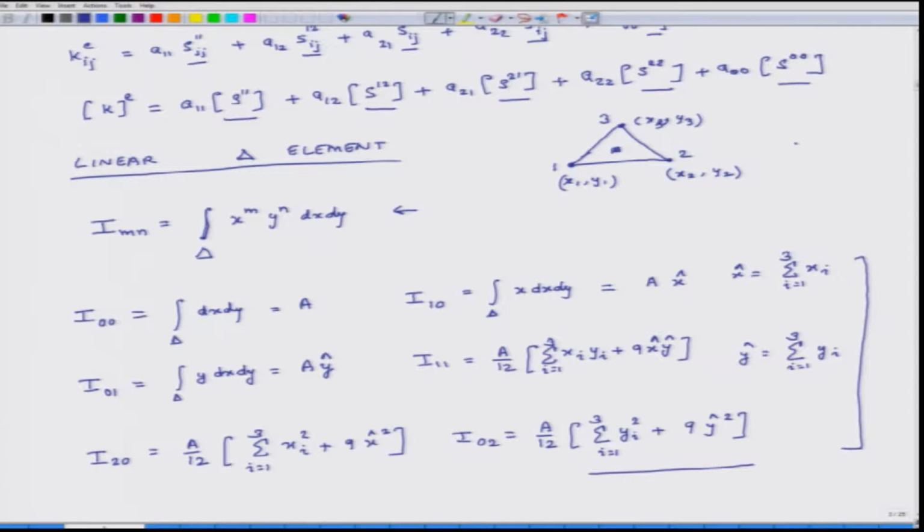So, what we plan to do is use these identities to develop expressions for elements of the S11, S12, S21, S22 and S00 matrices. That is our aim. Before we start doing that, we have to recall what psi I for the eth element is.